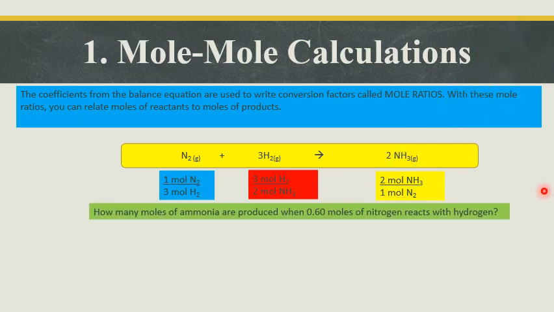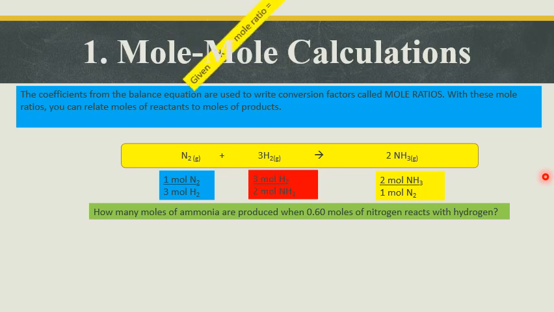So in this example, let us use the mole ratio we have just discussed and see how to use it to do a mole to mole conversion in this equation. How many moles of ammonia are produced when 0.6 moles of nitrogen reacts with the hydrogen? So we have to connect ammonia, how many moles of ammonia, and nitrogen, which is 0.6 moles. So these are the two things we are connecting.